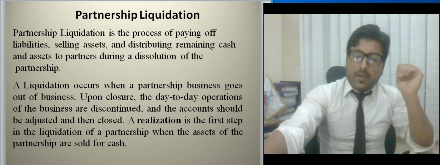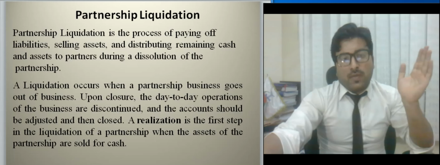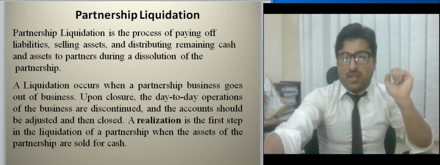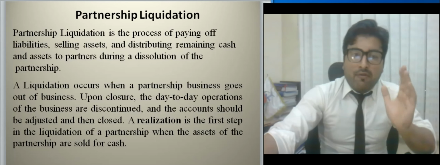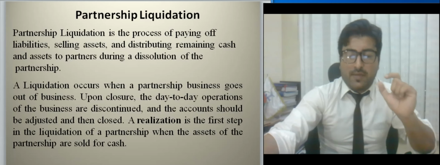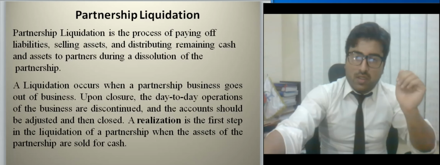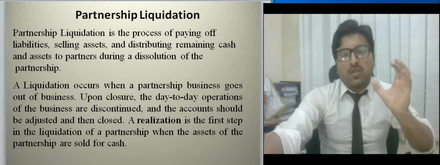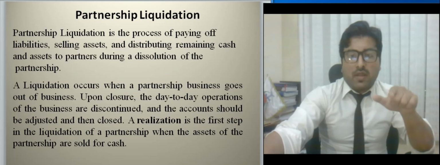Briefly, there are three types of businesses: sole proprietorship, partnership business, and joint stock company or corporation. Today we are learning how we liquidate, close, or wind up a partnership business. Partnership liquidation is one of the advanced accounting topics. Here you learn the accounting treatment of each and every step taken during the partnership liquidation.